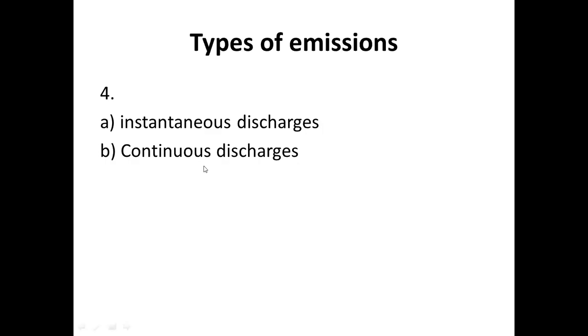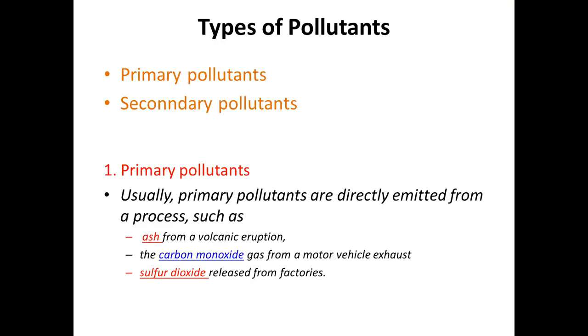So continuous discharges emit continuously. Vehicles discharge air pollutants intermittently. Some oil refineries and factories can emit air pollutants continuously. Once they shut down, their release of air pollutants stops.